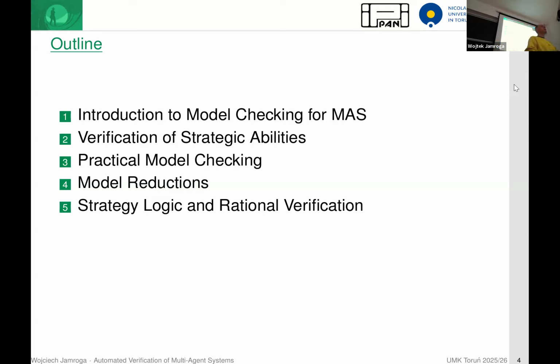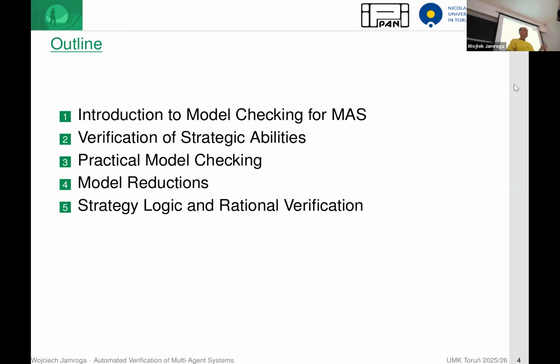Then I think the next lecture is 3 weeks from now. I'm going to move on to more sophisticated properties that talk about strategic abilities. So what agents and groups of agents can enforce or make sure about if they choose the right strategies. And then I will present how to specify properties like that, and also the first attempt to define verification algorithms.